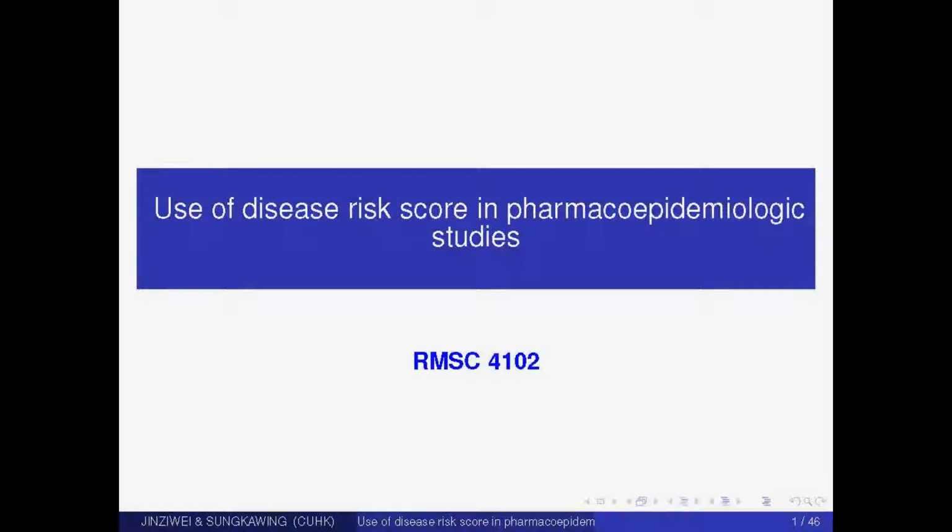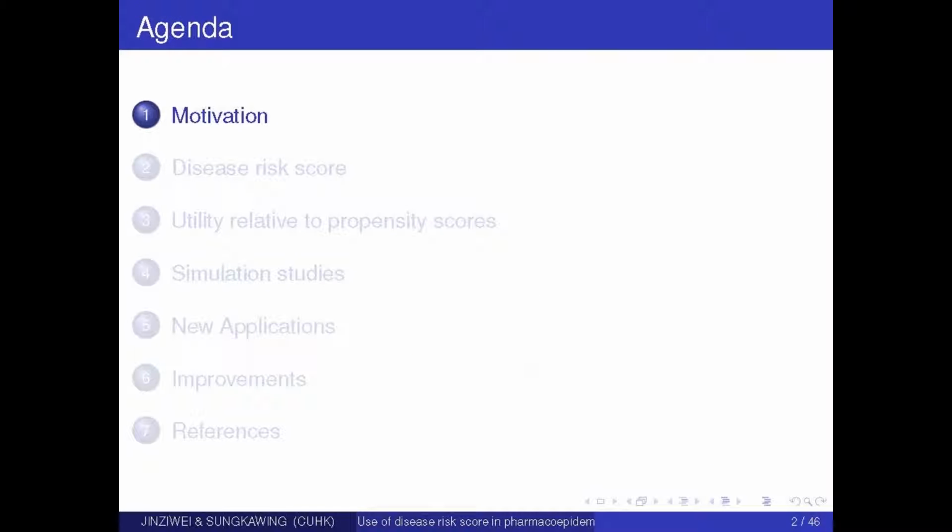Our topic is about the use of disease risk score in pharmacoepidemiologic studies. Firstly, we are going to talk about the motivation to use disease risk score methods in pharmacoepidemiologic studies.